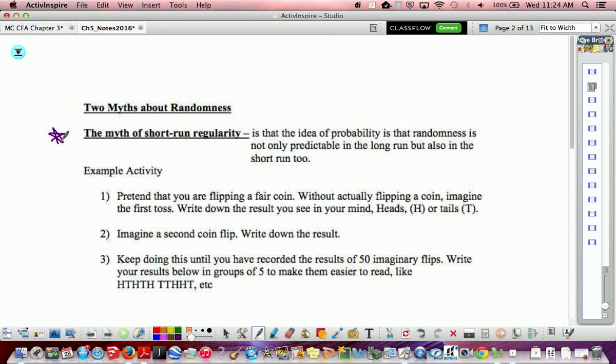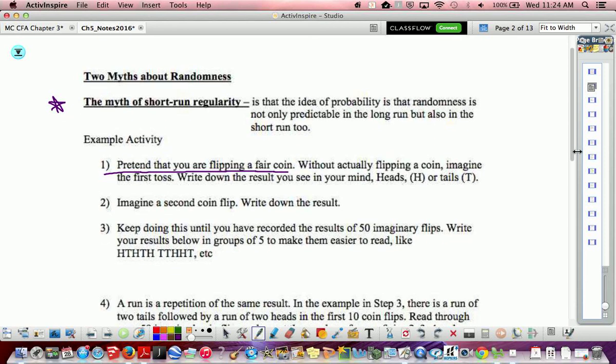So it's very important that you use your imaginations here today. Okay? First thing you're going to do is pretend to flip a fair coin. Imagine that you've got a coin in your hand. You put it on your thumb, you flip it up in the air, you catch it, put it on your hand, and you look at it.